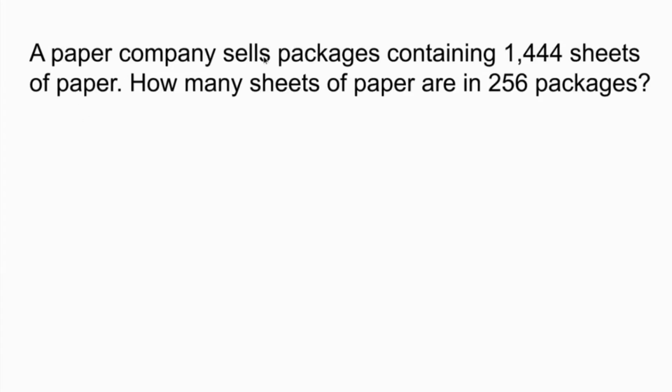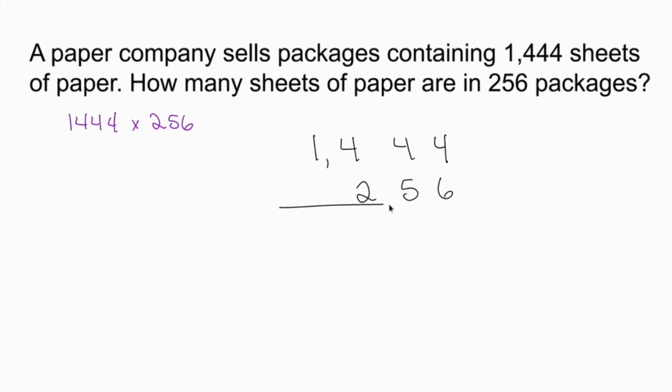A paper company sells packages containing 1,444 sheets of paper. How many sheets of paper are in 256 packages? So we're going to have 256 packages where there's 1,444 sheets in each. This is multiplication. So we're going to multiply 1,444 times 256. Now I'm going to set this up the way I always do and do 1, 4, 4, 4 on top, and 256 on the bottom. Always put your larger number on top. It's just easier that way.